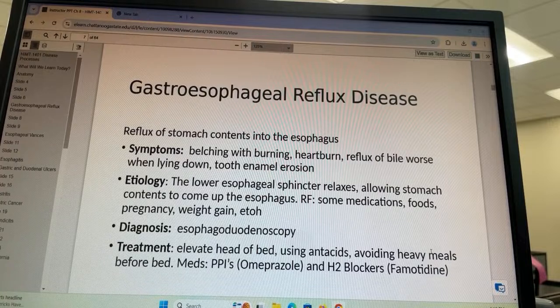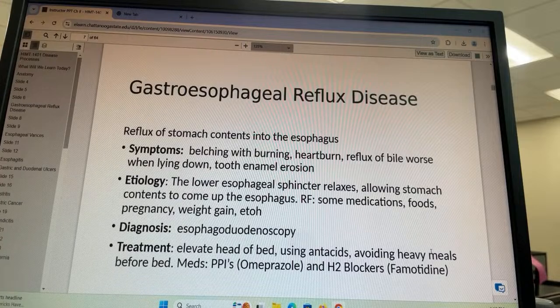So as for treatment for this, elevating the head of the bed, again, just using gravity to your advantage. So it's harder for the stomach acid to come up if you're sitting up. Antacids can help as well, stuff like Tums. People probably have taken Tums before if you have a stomach upset. It just helps to neutralize some of that stomach acid so it doesn't hurt as much when it gets refluxed up. Also avoiding eating heavy meals right before bed.